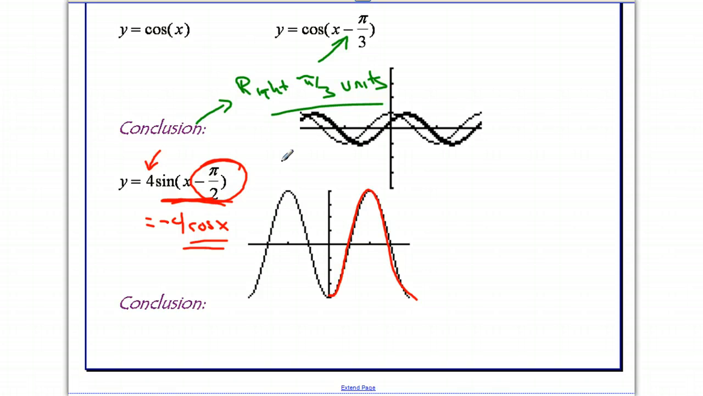So a conclusion on this one, shifted it to the right. It shifted it to the right, pi halves units. And also the amplitude, it goes up to 4. Count the units, 1, 2, 3, 4, up to 4. Look at that, down to negative 4.